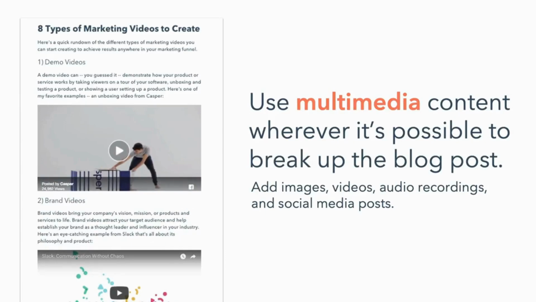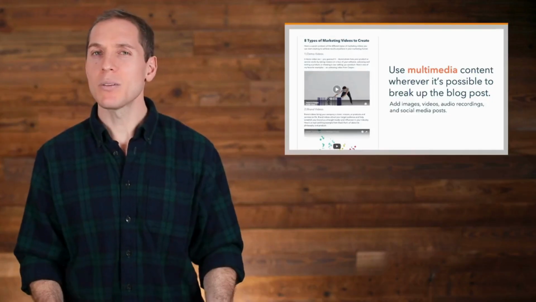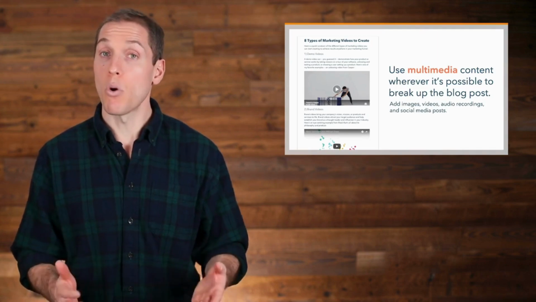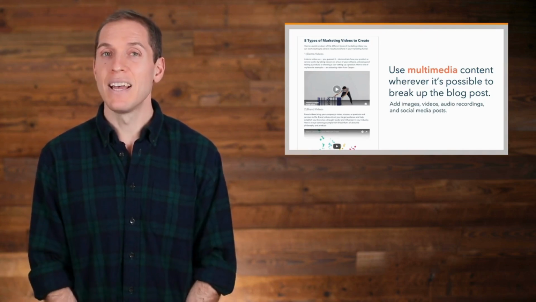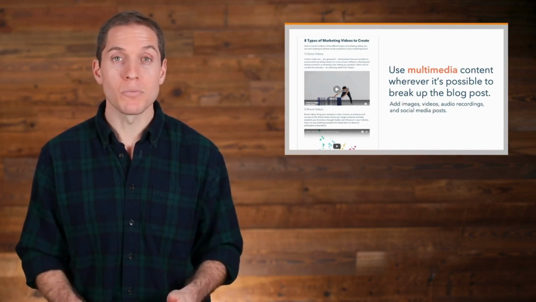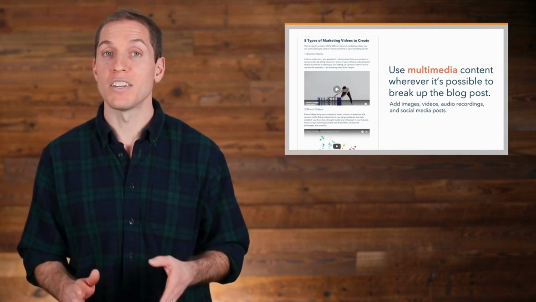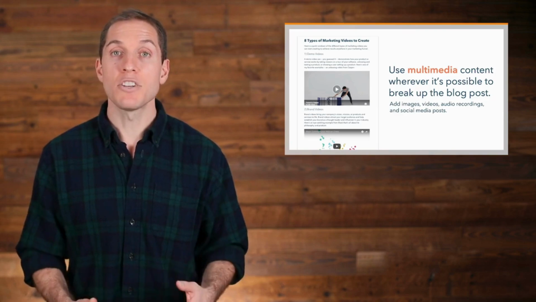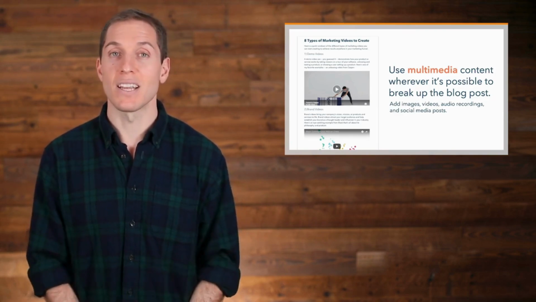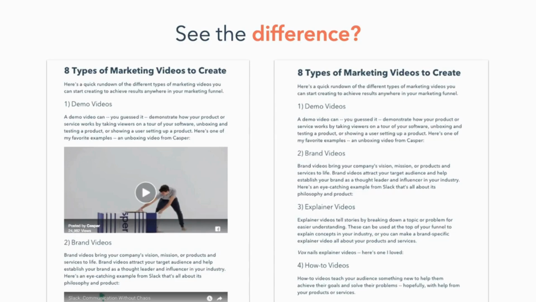And throughout the body of your blog post, use multimedia content wherever it's possible to break up the blog post and re-engage your reader. Add images, videos, audio recordings, embedded social media posts, and so on. HubSpot sometimes includes an audio version of the blog post or includes a video on the related topic. It changes it up for the reader, but also helps them digest the content in a different way. Changing up the format of your blog post will provide additional value to your reader while making sure eyes are focused on what they're reading and seeing. See the difference? The blog post without any visuals looks a lot less interesting and welcoming.